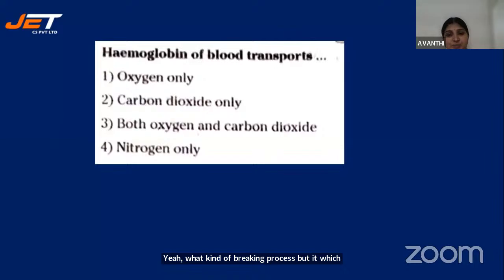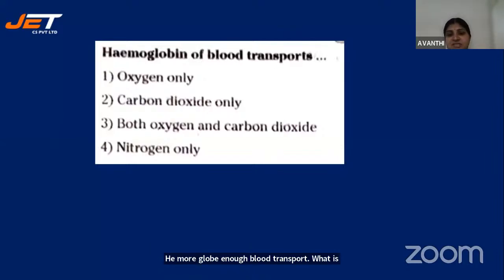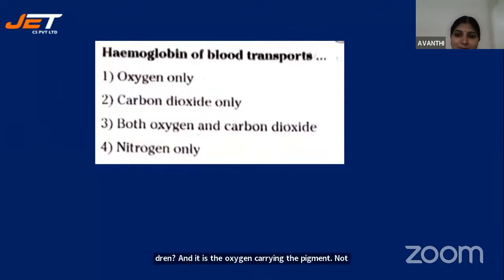Hemoglobin of blood transports. What is hemoglobin, children? Hemoglobin is a red colored pigment which imparts red color to our blood cells, and it is the oxygen carrying pigment. Not only oxygen, even... you have to give the answer. Hemoglobin of blood transports: only oxygen, only carbon dioxide, both oxygen and carbon dioxide, only nitrogen. What's the answer? Almost I have given the answer to you. You have to give the quick answer.